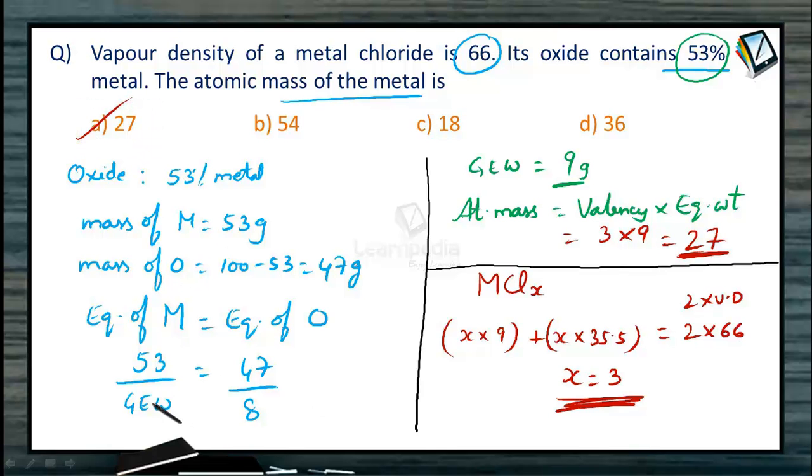We are calculating the equivalent mass of the metal. From the equivalent mass, you know how to calculate atomic mass, which is valency multiplied by equivalent mass. And to get the valency, we need to use the concept of vapor density given like this, 66. So 2 into vapor density is equal to the molecular mass of this metal chloride. So the sum of the atomic masses of all these elements is equal to 2 into 66. So the atomic mass of metal is valency into equivalent mass, X into 9, plus the number of chlorine atoms, X into 35.5, that is equal to 2 into 66. On solving, we get X as equal to 3 and atomic mass is equal to 27.